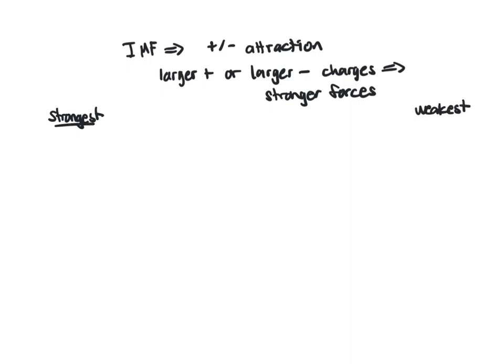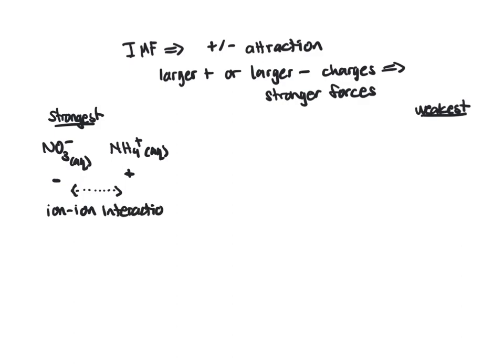So let's start with the strongest. Something we didn't talk about is that we might have two ions in solution. So let's imagine a nitrate anion and an ammonium cation in solution. So we have these in solution, and you can see that this has a full minus charge and a full plus charge. And then we would expect that these guys would interact with one another and stay close to each other in solution because they're attracted to each other. And so this is an example of an ion-ion interaction, and that's one of the strongest types of interactions that we can have.